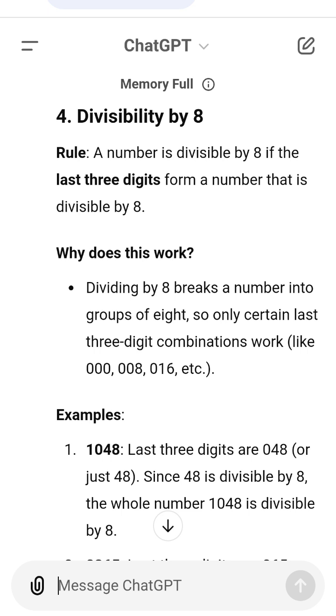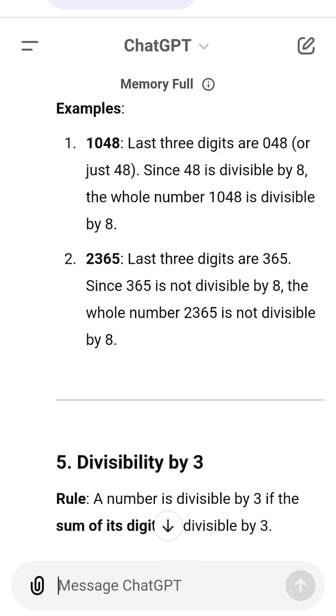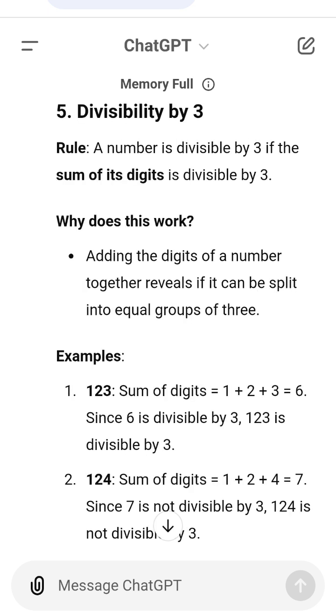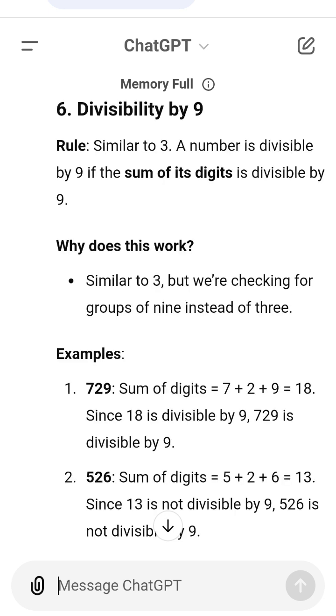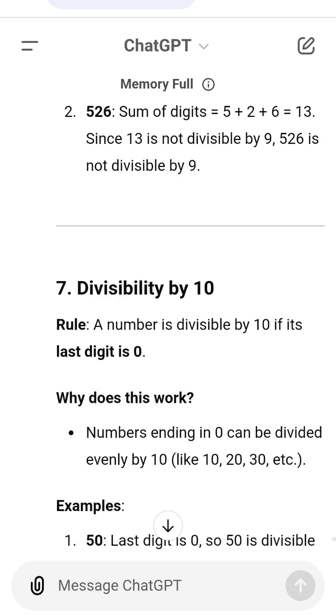Examples. 1. 532. Remove the 2. Double it, 2 times 2 equals 4, and subtract it from 53. 53 minus 4 equals 49. 49 is divisible by 7, so 532 is divisible by 7. 2. 203. Remove the 3, double it, 3 times 2 equals 6, and subtract it from 20. 20 minus 6 equals 14. 14 is divisible by 7, so 203 is divisible by 7.